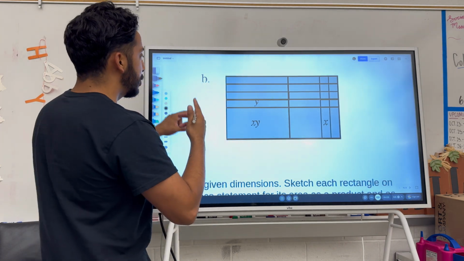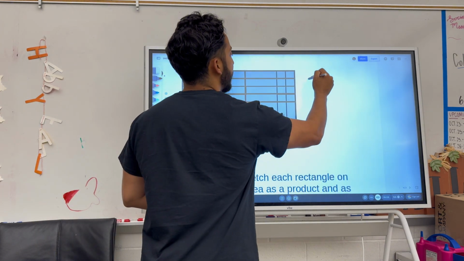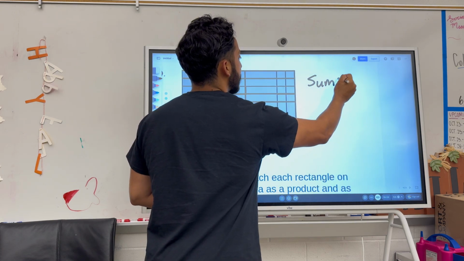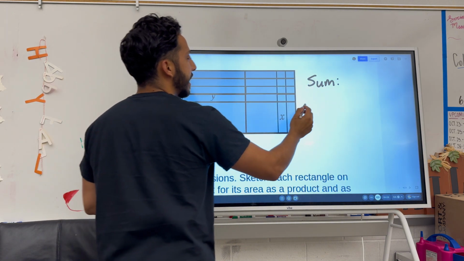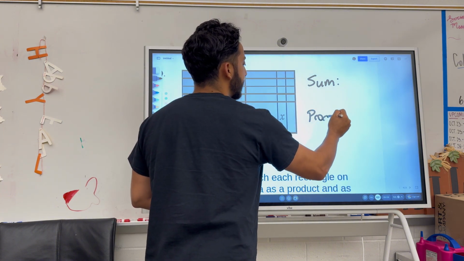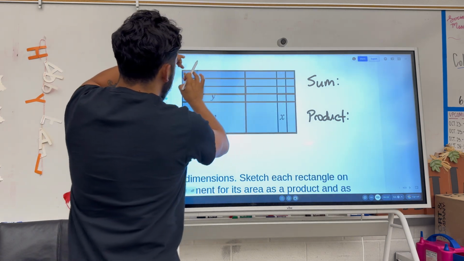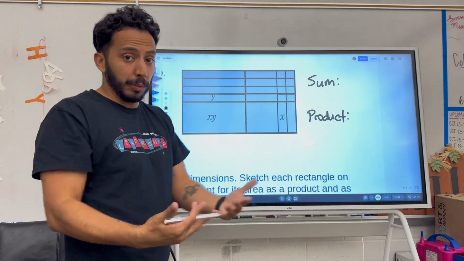I want to find two big pieces here. The first thing I want to find is the sum. What is the sum of this rectangle? What are all the inside pieces? The other piece I'm going to want to find is the product. Remember, product is the outside, the framing, the side lengths. That's what we really want to see.